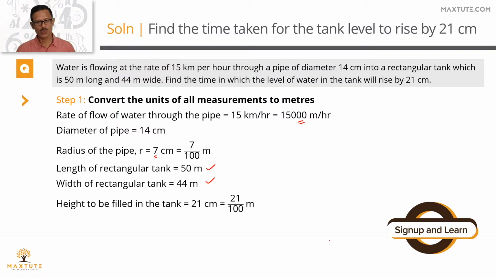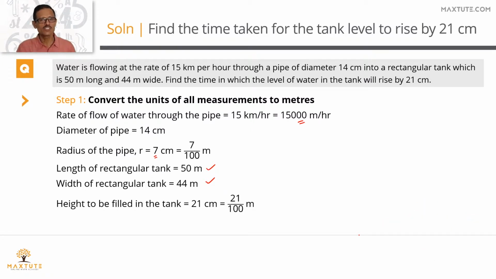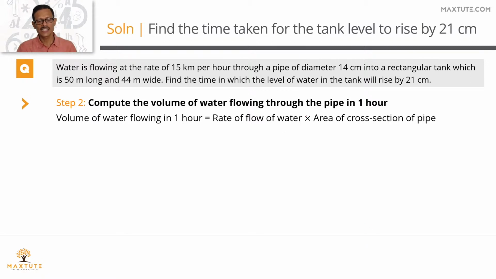Moving on to step 2, we're going to find out the volume of water that flows through this pipe in 1 hour, in unit time. How do we find out how much water is flowing through this pipe? The rate at which water is flowing, given as 15 km per hour, which we converted to 15,000 meters per hour, into the area of the cross section of the pipe. The diameter of the pipe is given, so the cross section is circular, and the area is equal to pi r square. Let's take pi to be 22 by 7 and the radius is 7 centimeters, rewritten as 7 by 100 meters, so we'll get all things in terms of meters.